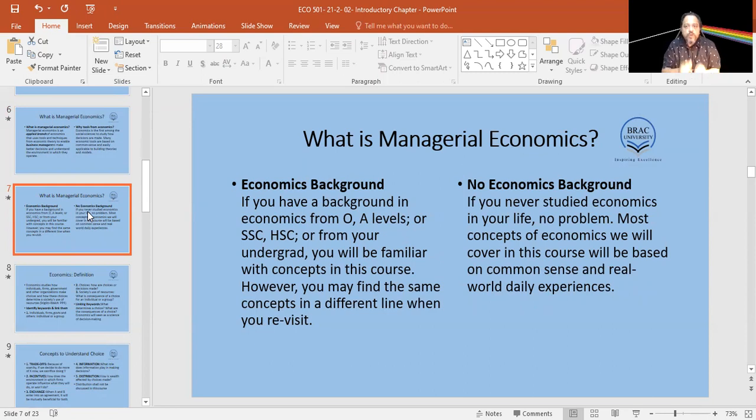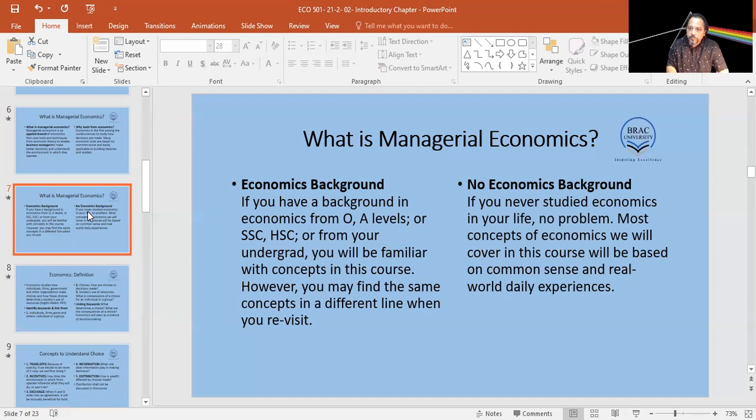However, if we look at a topic the second time, we look at it with more clarity. So those of you who have had an economics background may find in this course, which I will try to do, that the concepts are in a different line when you revisit. You may find a different dimension to what you understood. Now, we also found out in this course, there are some people who've never done a formal economics course before coming to this one.